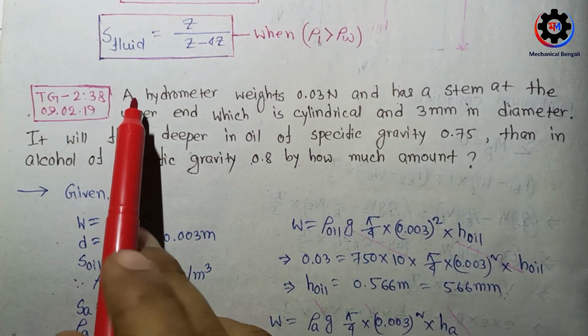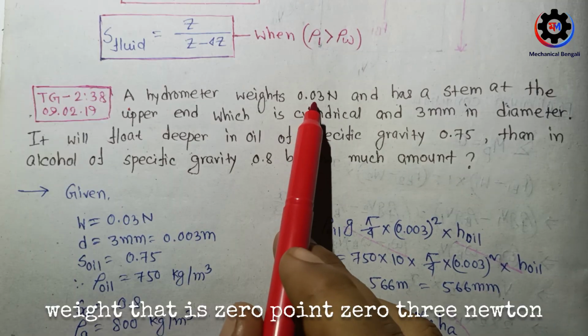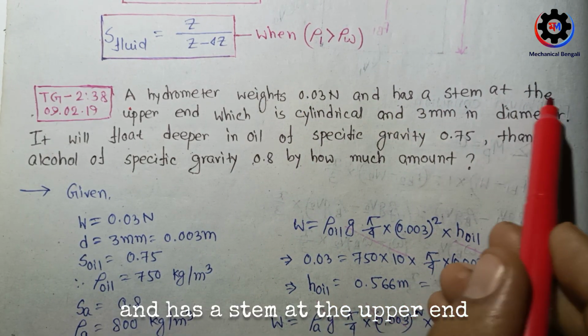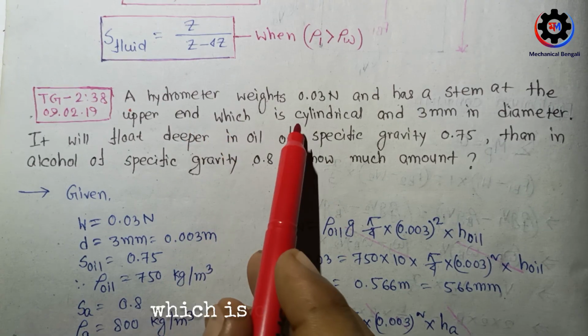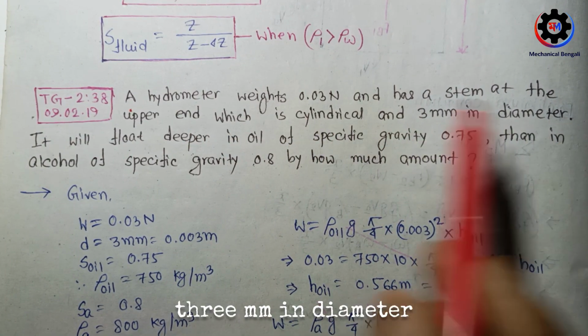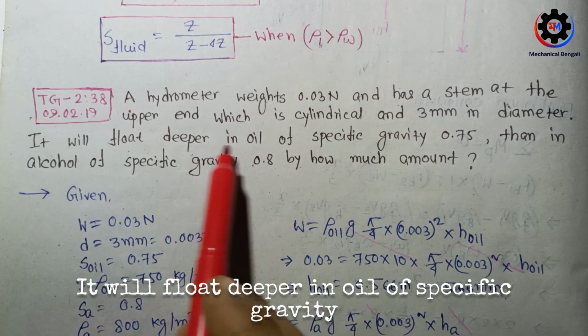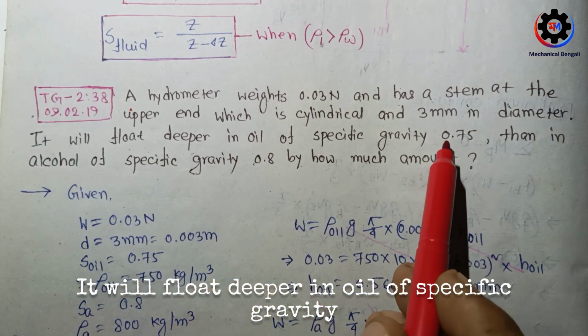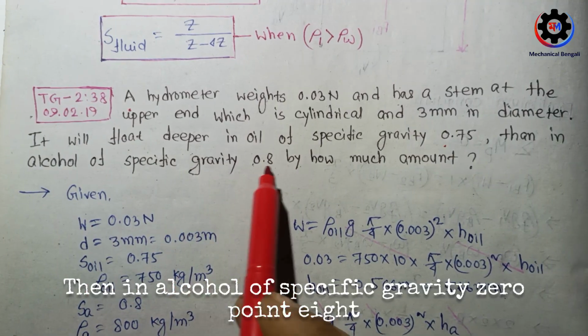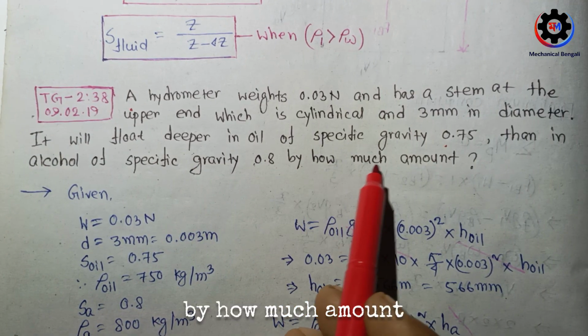Now let's try to understand one important question that is very, very important. So what is this question? A hydrometer weighs 0.03 Newton and has a stem at the upper end which is cylindrical and 3 mm in diameter. It will float deeper in oil of specific gravity 0.75 than in alcohol of specific gravity 0.8. By how much amount?